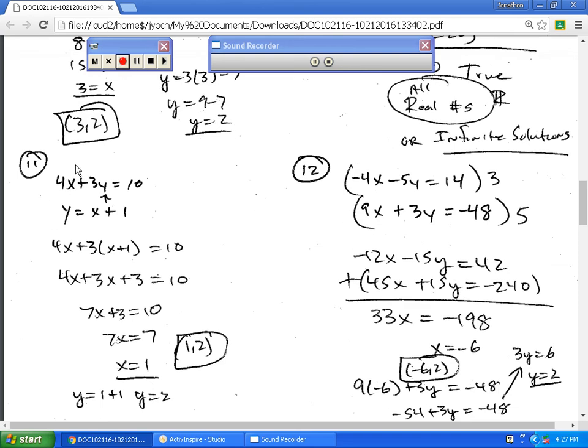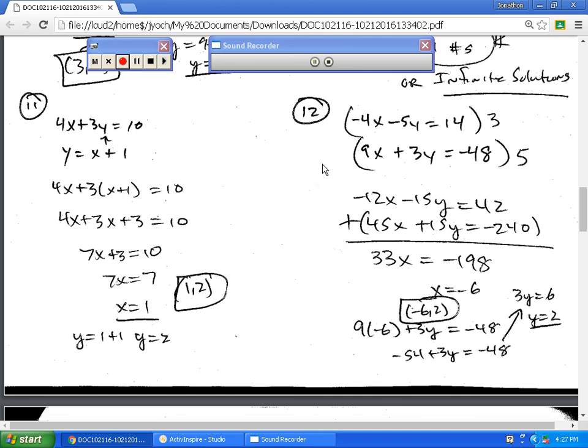Clear-cut substitution on number 11. Substitute x plus 1 in for y. You're going to get 4x plus 3 times, this is y, x plus 1 equals 10. Use distribution. Combine the x's, move the 3 over, divide, x is 1. Plug 1 in for x right there, y is 2.